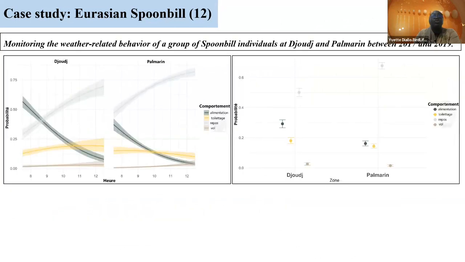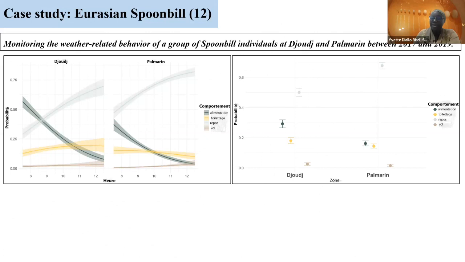Here we have the monitoring of the weather-related behavior of a group of spoonbill individuals at Jute and Palmarin between 2017 and 2019. Four behavior patterns are represented over the course of the day: cleaning, foraging, resting, and flying. Flying is in red, cleaning in orange, resting in gray, and foraging in black or gray, I don't know. Foraging and resting, yes, from morning to noon. The y-axis indicates the probability of the behavior, and the x-axis the time of day.